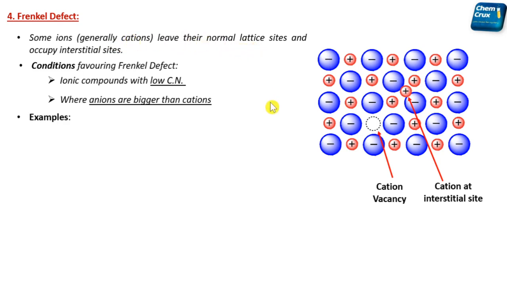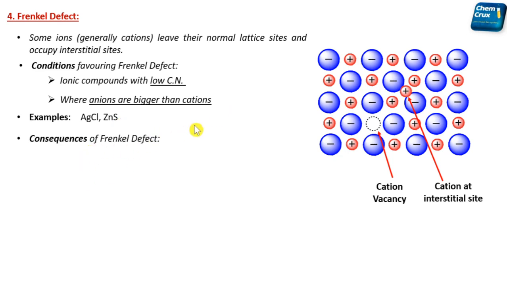Coming to examples. AgCl and ZnS show Frenkel defect. In AgCl, the size of Ag+ is much smaller than the size of Cl-. So Ag+ can easily leave the lattice site and occupy an interstitial site. So also for ZnS, the size of Zn2+ is much smaller than the size of S2-. So it will also show Frenkel defect. Next is consequences of Frenkel defect.